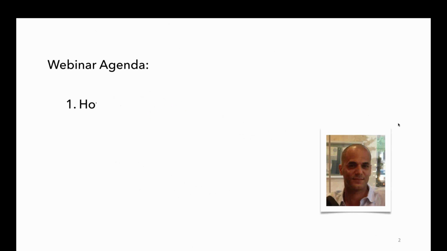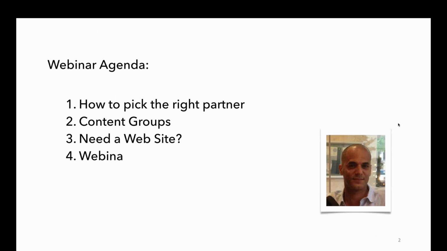So our agenda for today is, we'll talk a little bit about how to pick the right partner. We'll talk about the benefit of Lime Cellular over others. We'll talk about our new feature, Content Group, which is really exciting. It's going to make your life easy in case you're going to use our platform. And we also have a new service where we can build a website for you. We'll talk about it a little bit. And a small webinar bonus at the end as a little thank you for your time.